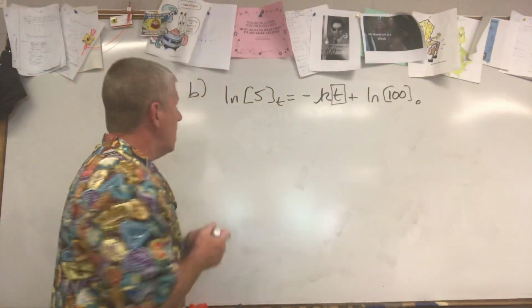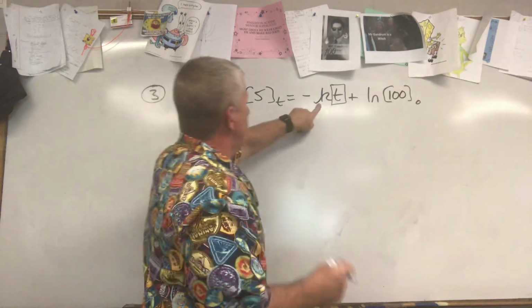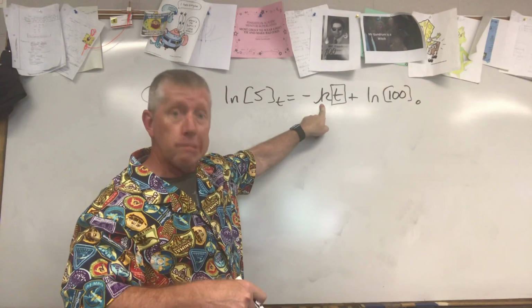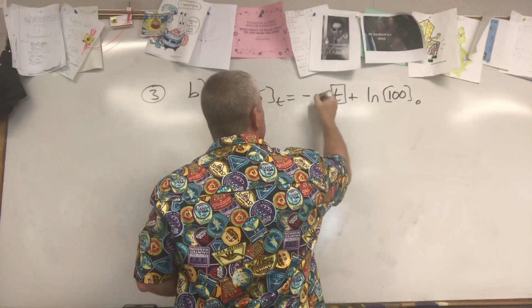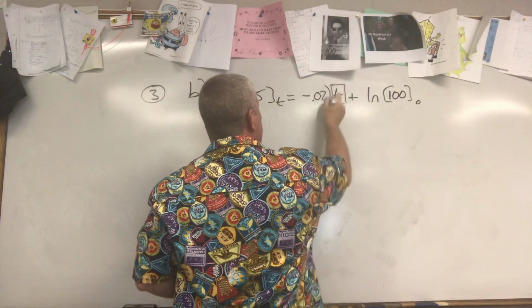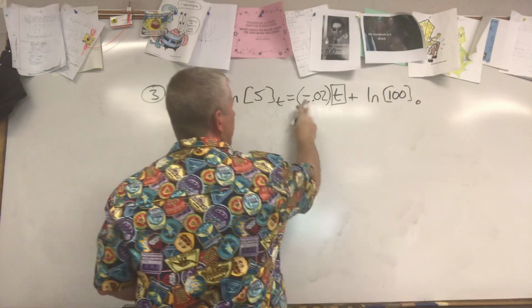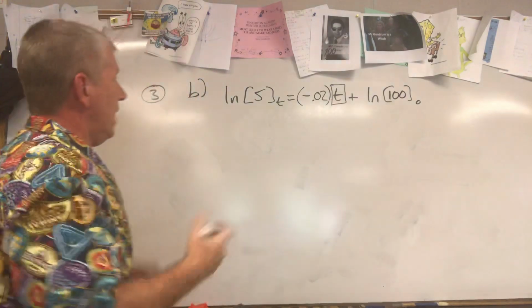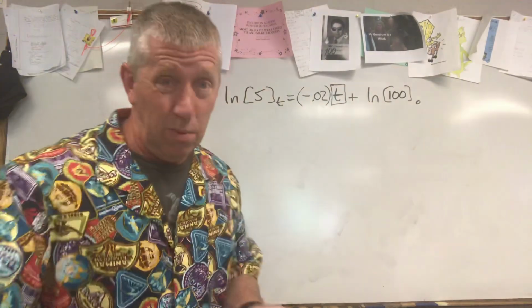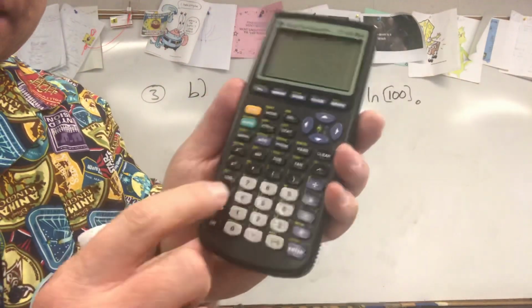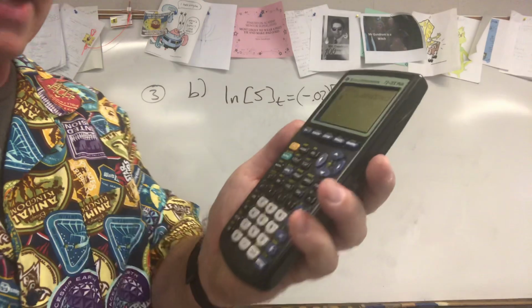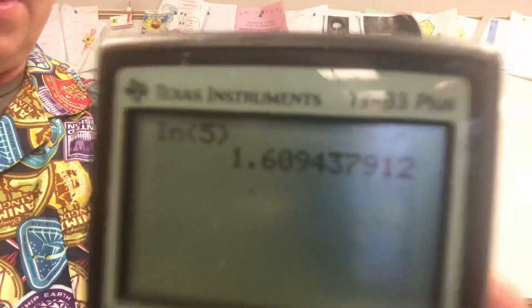Let's do this problem. We figured it out from part A, remember? 0.02. So I'll go ahead and put that right in here, and I'm going to bracket that off. That negative goes with that. Don't forget that negative. So now it's an algebra problem, a relatively simple one. We just need the calculator so I can get the natural log of 5. On my calculator, I'll hit the LN button and go 5, close the bracket, and enter. And I got 1.61, right? 1.61, yeah.